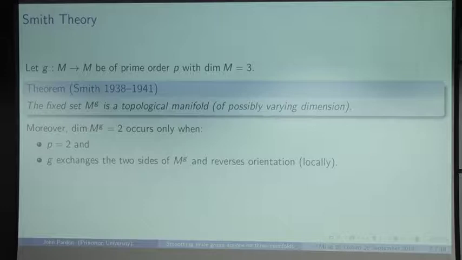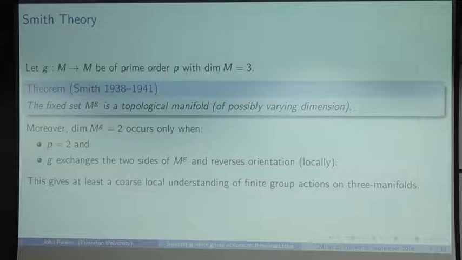So this implies p is equal to 2, and it flips the two sides. Okay, so this gives us at least a coarse local understanding. But of course, remember these topological manifolds, the fixed sets could be wildly embedded.